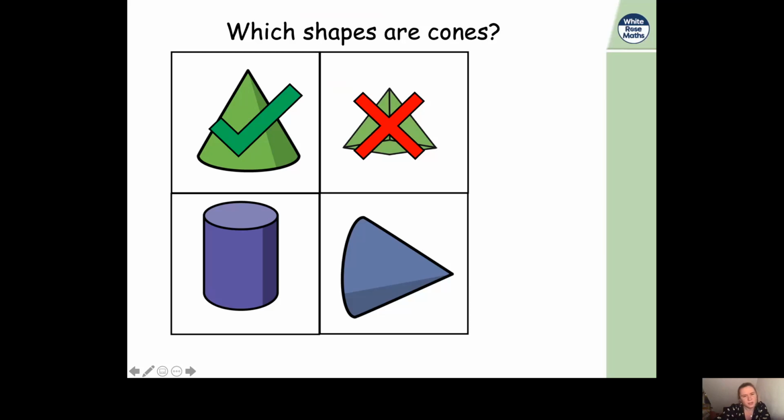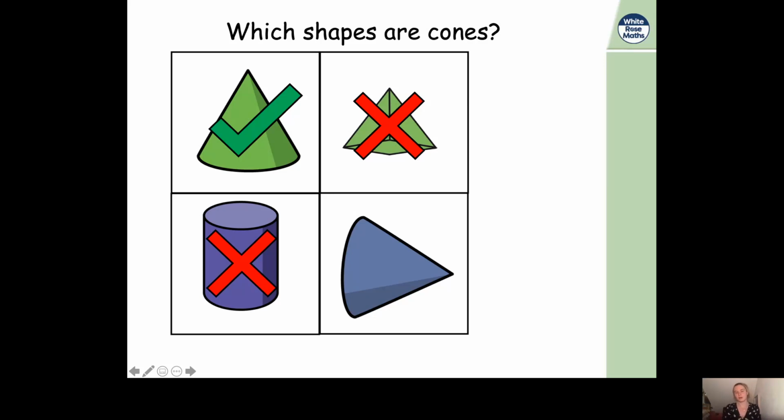Oh, well, this one does have a curved surface, doesn't it? And it also has a flat face at the bottom, which is a circle. But what is it missing at the top? Oh, yes, our cone has a point at the top, doesn't it? But this shape has another flat face at the top, which is in the shape of a circle. So therefore, no, this is not a cone. Can you remember what this shape is called? Yes, you're right. It's called a cylinder. Remember, like our tin of beans at home.